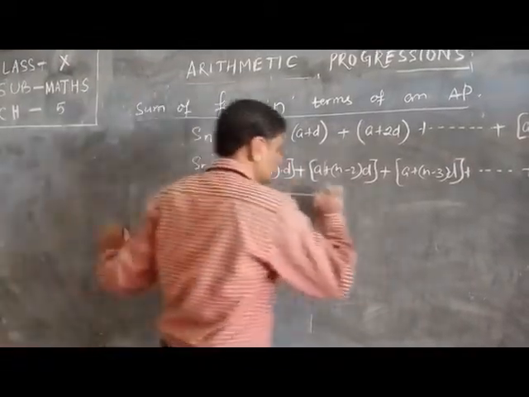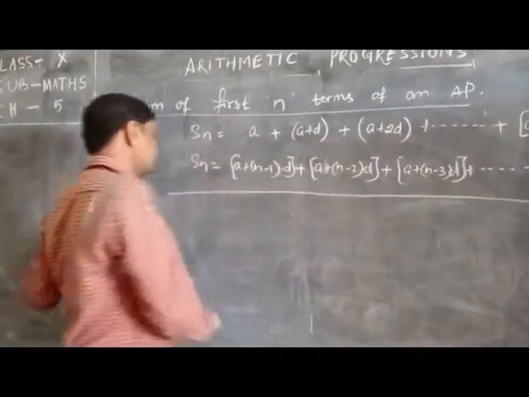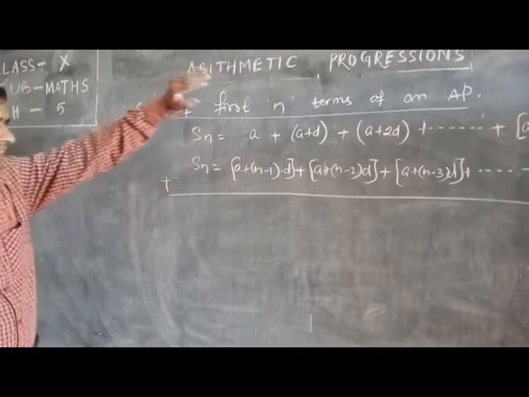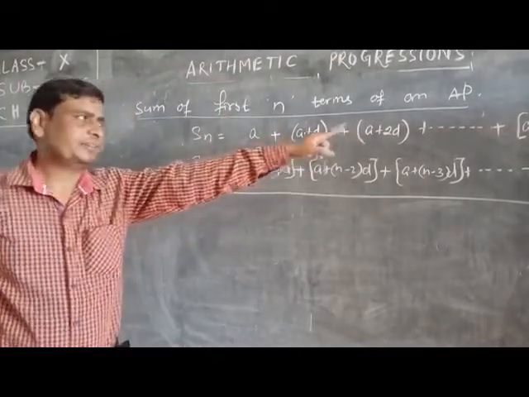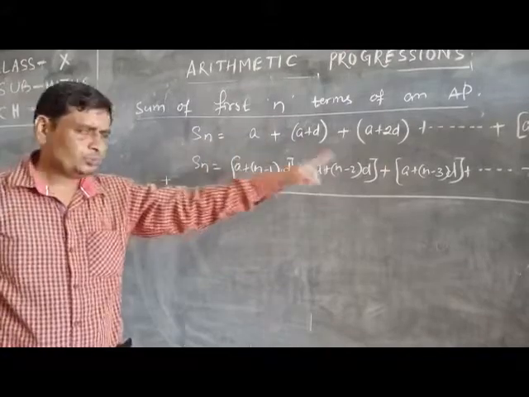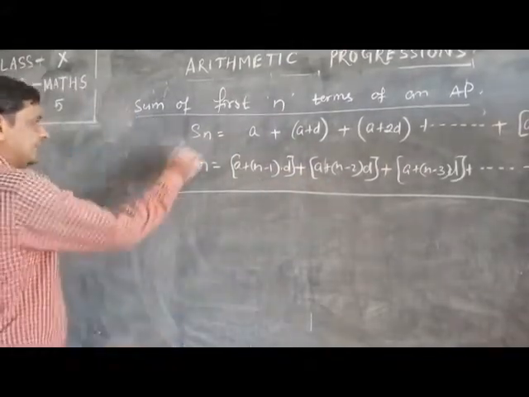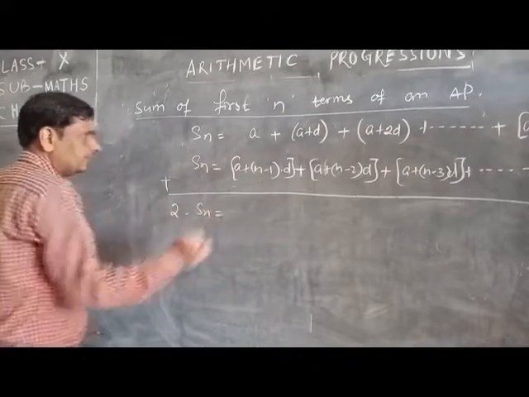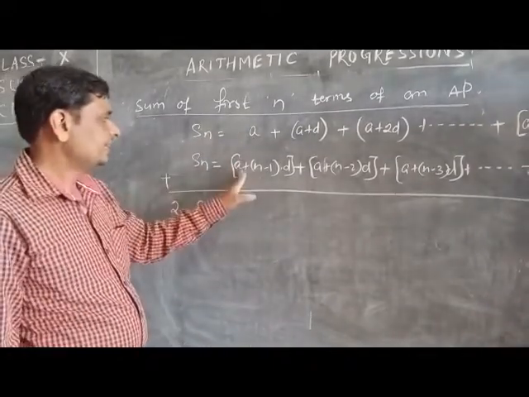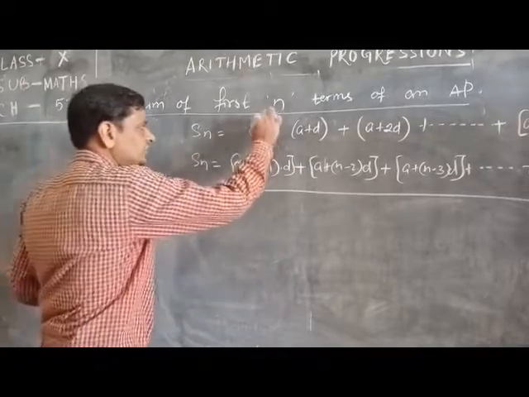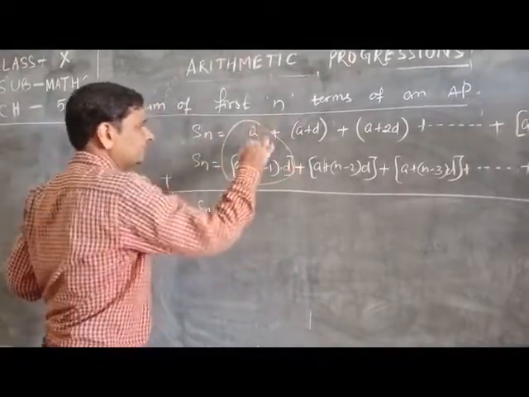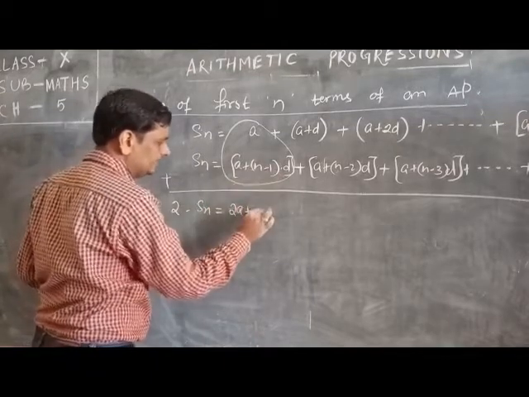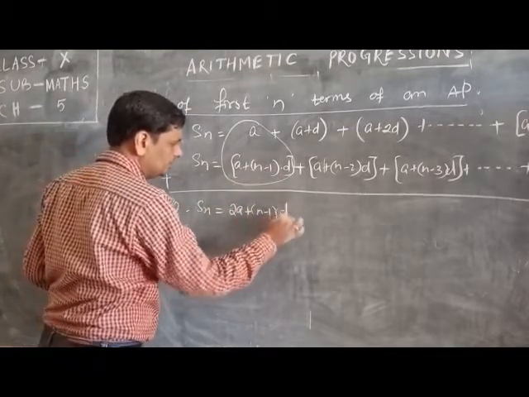Next, we will add both the Sn, when it is added from the first term to the nth term and when it is added from the nth term to the first term. Sn plus Sn becomes 2Sn. a plus n minus 1 into d plus a. Which two terms are added here? We get a plus a, that is 2a plus n minus 1 into d.